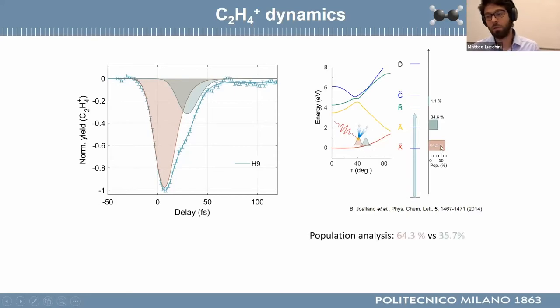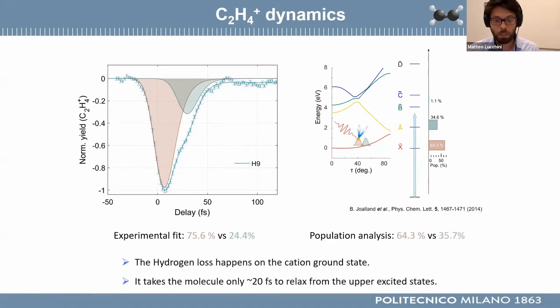If we look at the prediction of the population that we should put on the two states, we found that 65% of the population should be on the ground state and 35% on the higher states. And if we look at the ratio between these two fitting curves, we obtain 75 versus 25. Given the fidelity of this prediction, this is quite good agreement, which allowed us to conclude that the event that triggers the hydrogen loss seems to happen on the cation state. And it takes the molecule only 20 femtoseconds to relax from the hyperexcited states to this particular point when this process can be triggered.